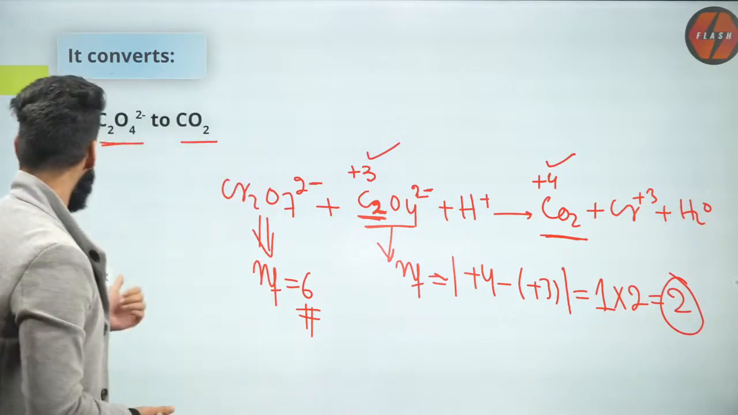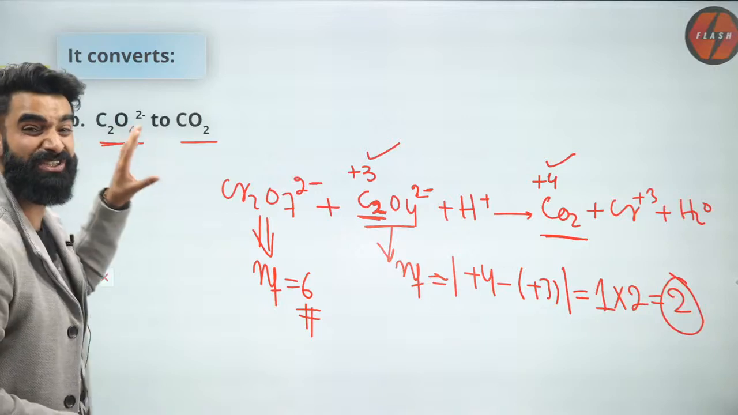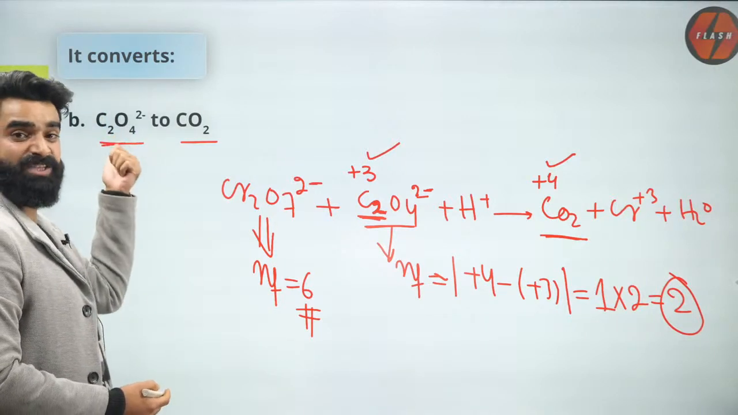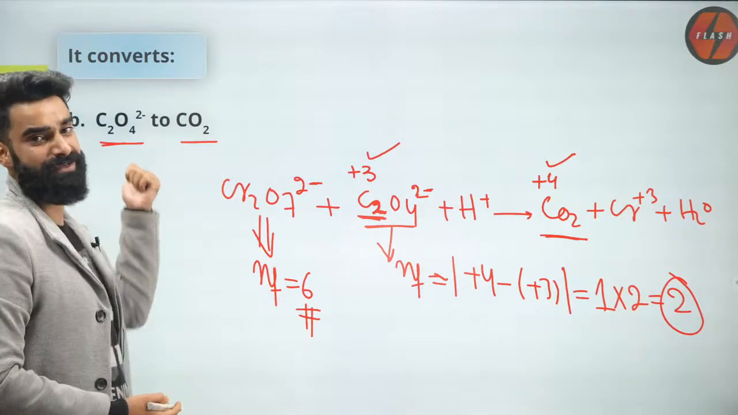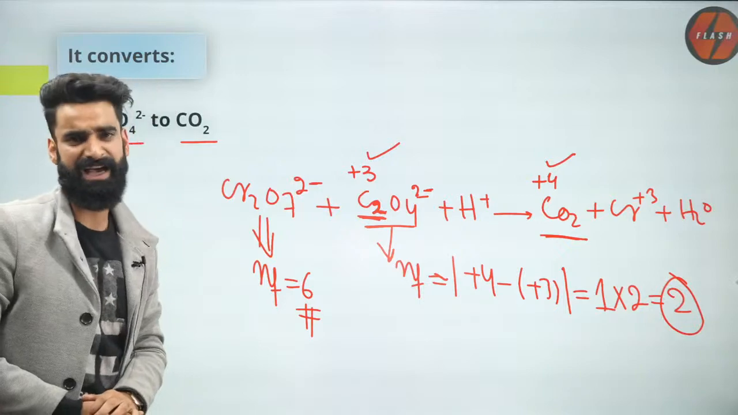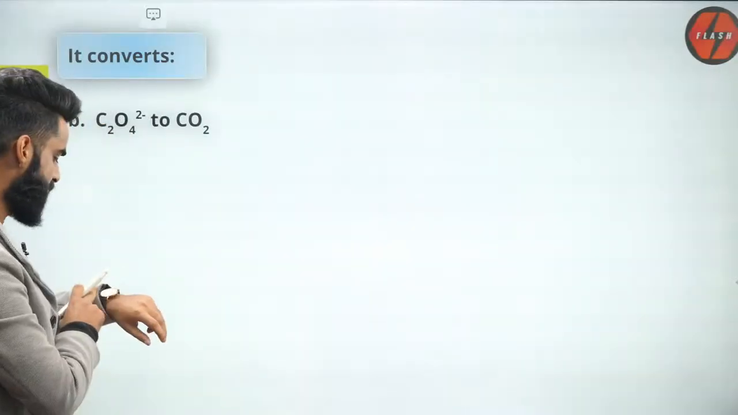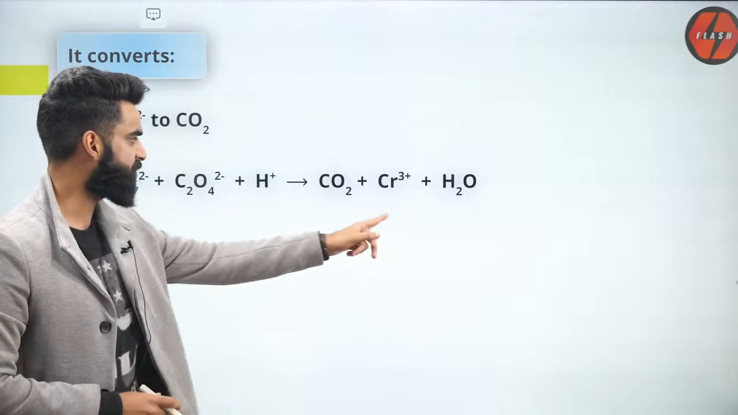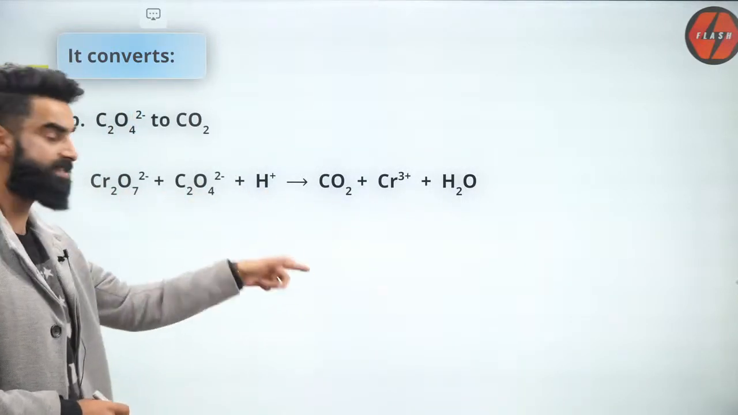Wonderful. This was the second reaction which K2Cr2O7 shows when it reacts with oxalate ion: it converts the oxalate ion into carbon dioxide and itself gets converted to Cr plus 3, right? There are a few more reactions.